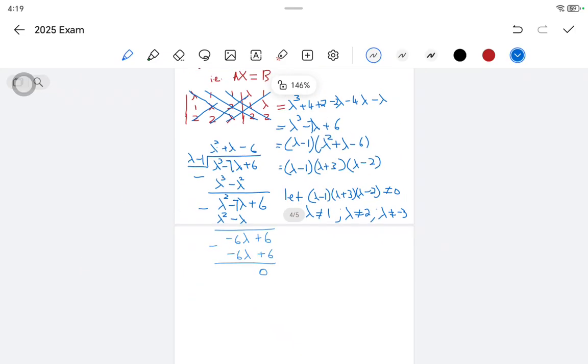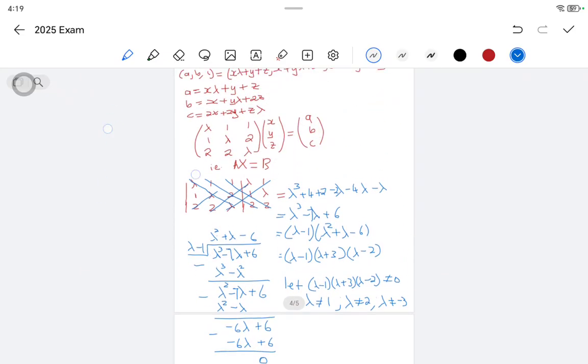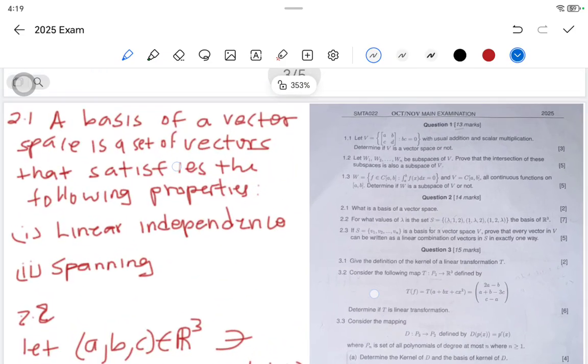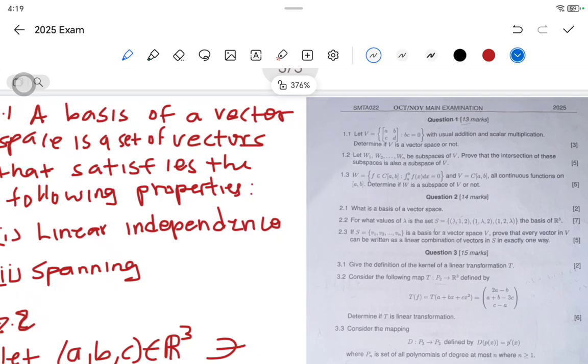Any question? The question was saying, for what values of lambda is the set S a basis of R3? Then we found that. So we have no other question, right? So I'm going to just skip to the next point. Yes?